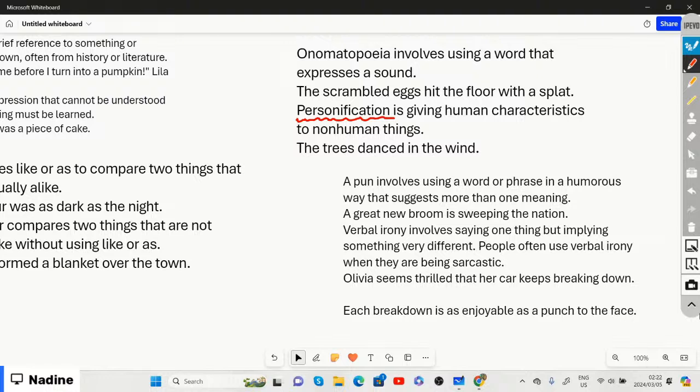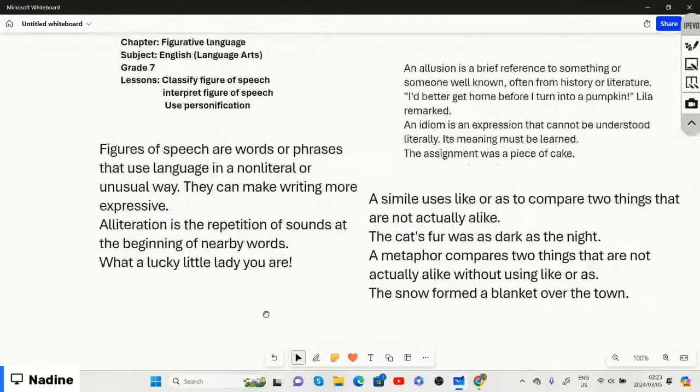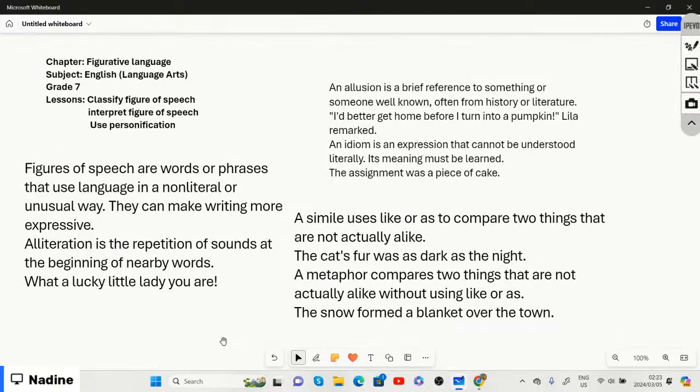All right. So when it comes to all of these figures of speech, we see that all of them are words or phrases that use language in a non-literal or an unusual way. They can make writing more expressive. And alliteration is repetition of sounds at the beginning of nearby words.